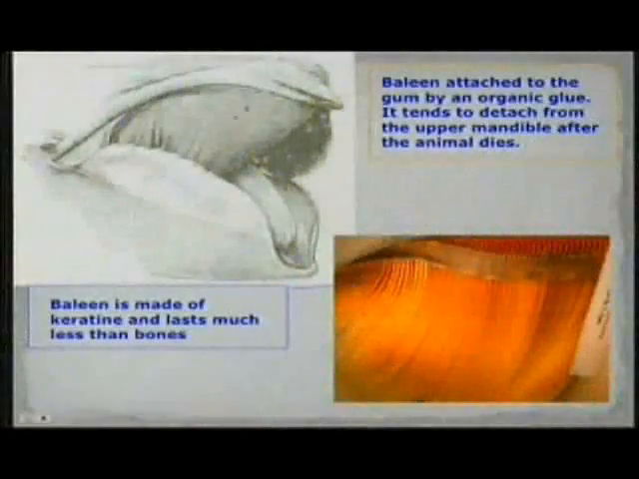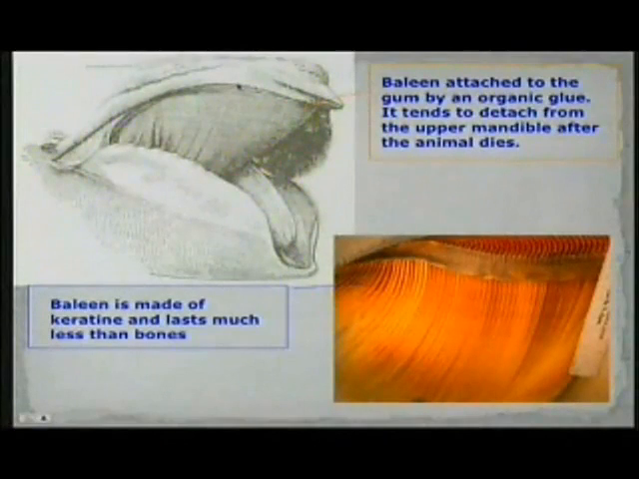That organ consists of flat plates of keratin. Keratin is your fingernails and your hair. That's the composition. So it's labile, and it tends to deteriorate faster than bone. But there's another thing that makes this finding very remarkable. Baleen is attached to the upper gum with an organic glue. It's not rooted into the maxilla like our teeth are. And forgive me for my wrong descriptions, okay? I'm not a dentist.